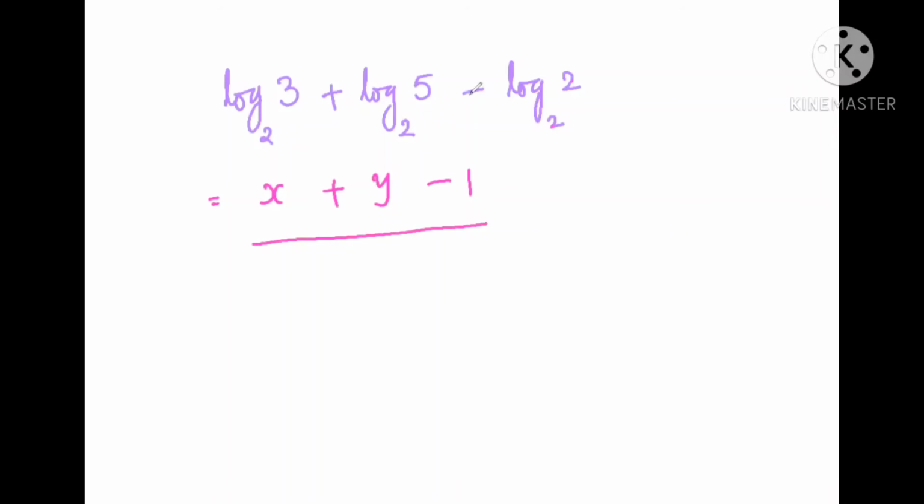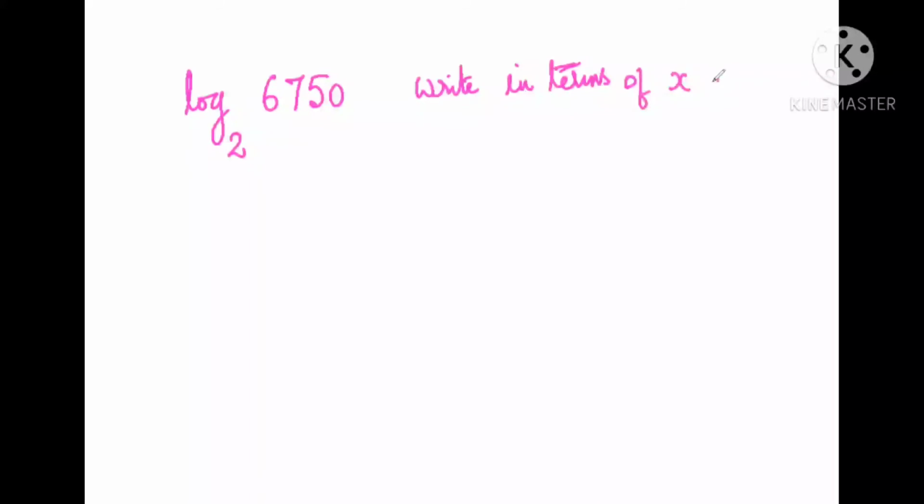Now let us solve one more problem. Logarithm of 6750 base 2. The question is to evaluate in terms of x and y, where x is equal to logarithm of 3 base 2 and y is equal to logarithm of 5 base 2. Now let us prime factorize this.